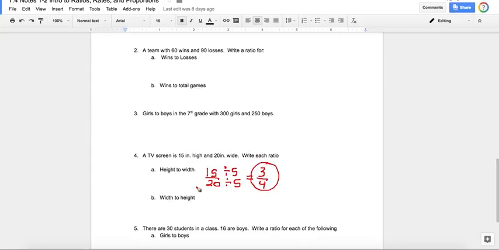Now, the width to height is just going to be the opposite. So instead of 15 over 20, it's just going to be 20 over 15. So I can divide by the same number I did in the previous problem, divide by 5. And 20 divided by 5 is 4. And 15 divided by 5 is 3. So now we have a 4:3 ratio.